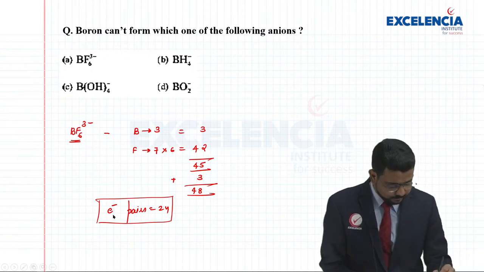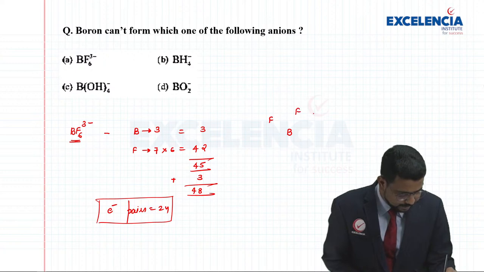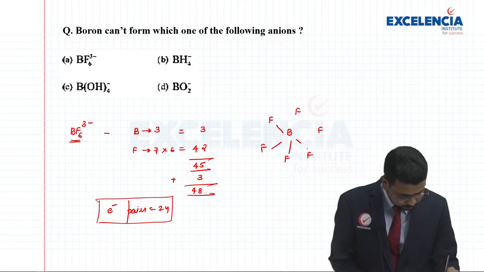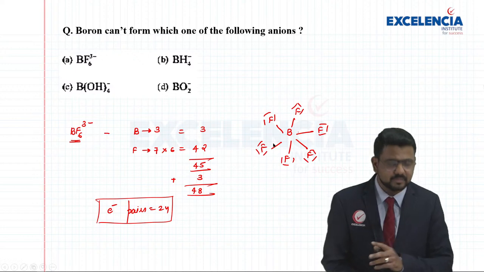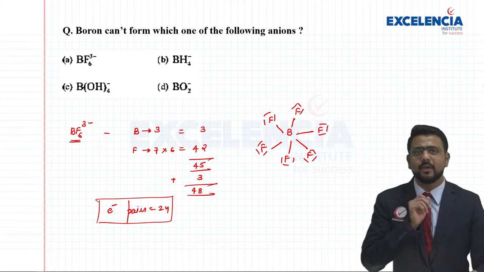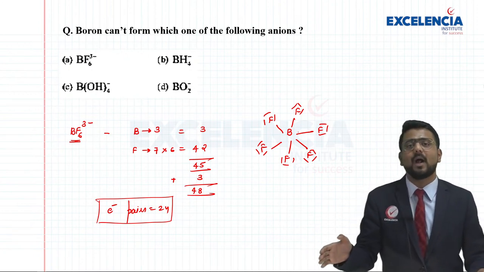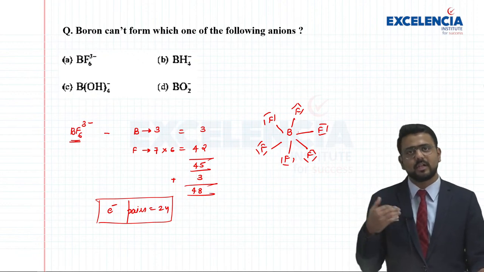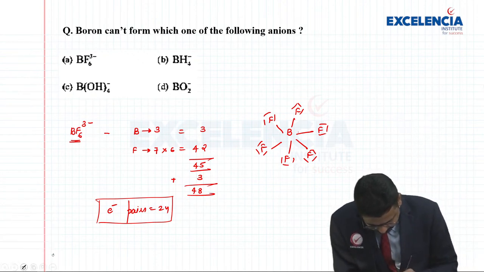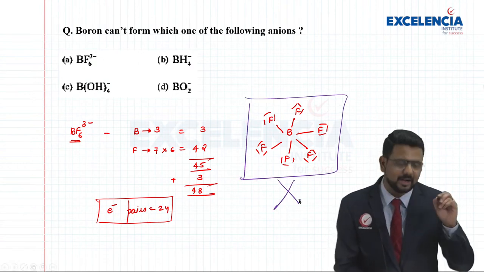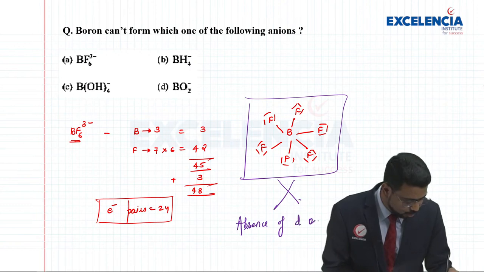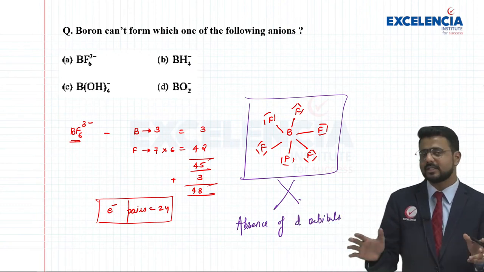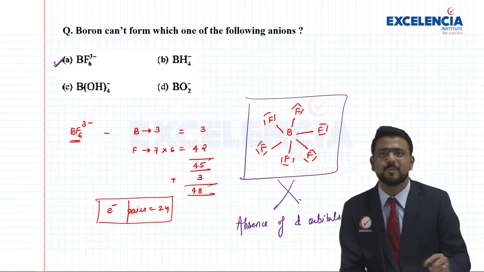Now, to distribute these electron pairs, you are going to have B, F, F, F, F, F, and F, right? Let's distribute these electron pairs here. So this could be the Lewis structure of BF6 3 minus. But definitely, I'm sure you must know that boron, because it belongs to period number 2, cannot expand its octet. It does not have vacant d orbitals. So this particular structure cannot exist because of the absence of d orbitals in boron, and hence definitely option A is going to be your correct answer.